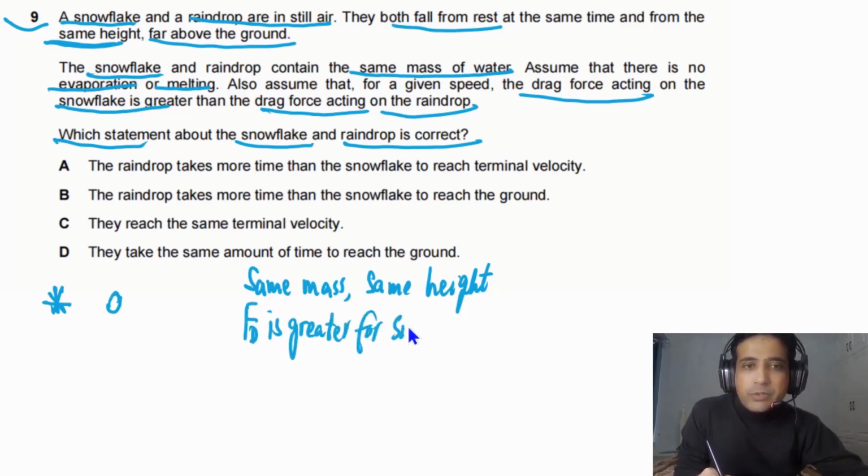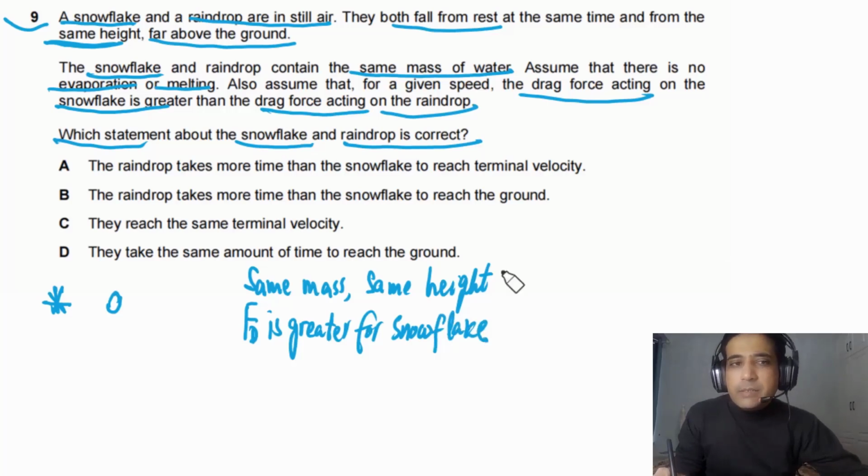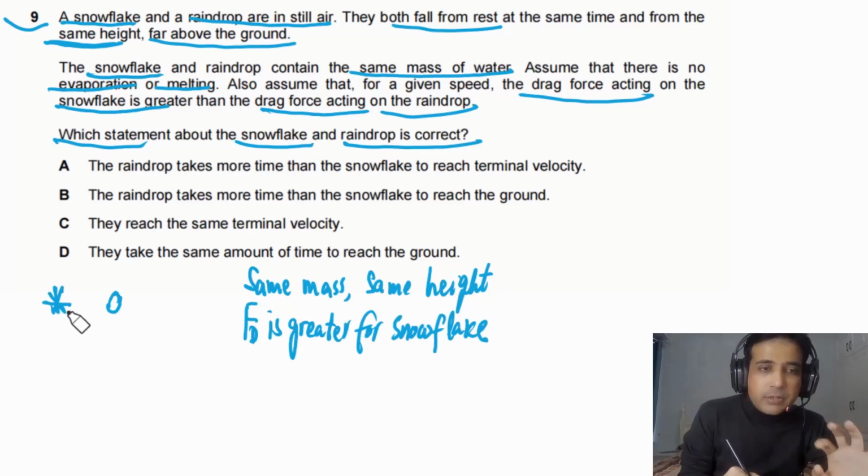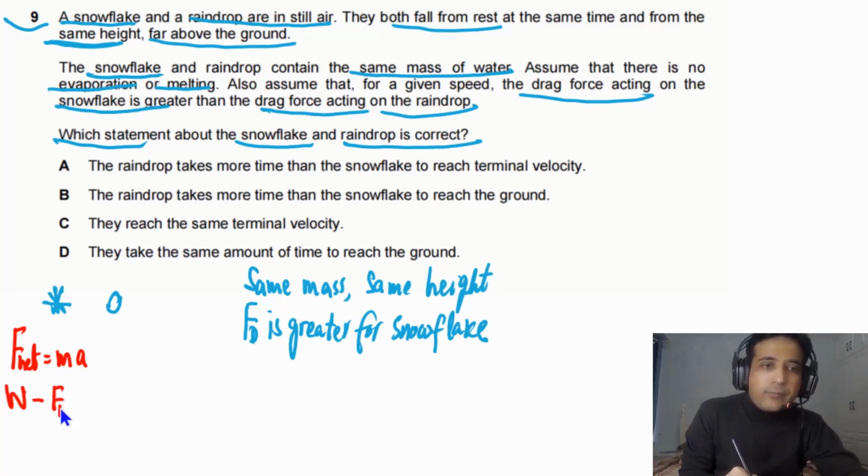So these things are very important. We will be using this information to answer this problem. Now we need to understand, in this case, the snowflake's mass is the same, which means the weight is the same. But this one will experience greater drag force. Drag force is greater for this one. So we can find the Fnet. Fnet for this one will be equal to ma. So the Fnet is weight minus the drag force, so this is the drag force, and this is equal to ma. Now from here we can see a will be equal to (W minus Ft) divided by m.